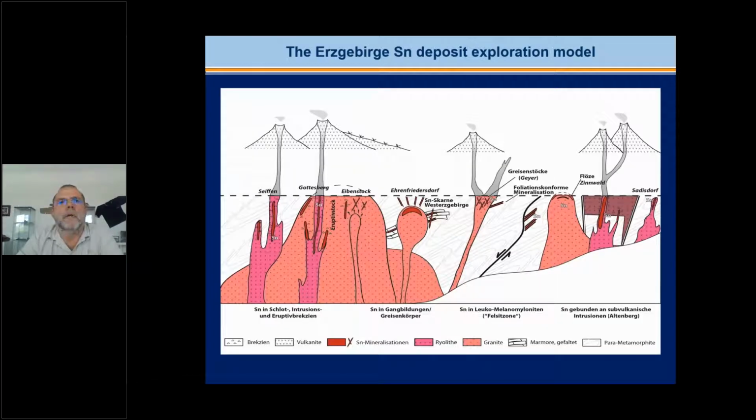So we are back here to our exploration model of the Erzgebirge. We have a big amount of different types of tin mineralizations, as already discussed: tin greisens in breccia pipes, tin related to greisens bound to the endo contact of granites, greisens in top positions of a granite cupola, like here at Friedersdorf, or the famous Zinnwald deposits, veins, and skarns in limestones or marbles.